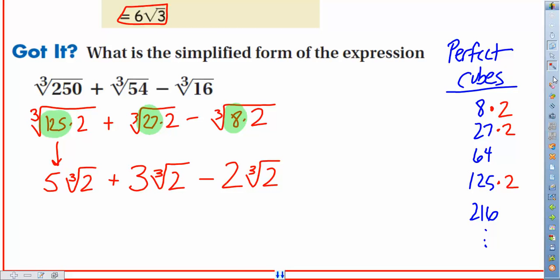Okay, so now I have like terms, or like radicals here. I have 5 of those cube roots of 2's. Let's add 3 more of them to give us a total of 8 of them. And then after those 8, oh, we lost 2 of them. So now how many altogether do we have? I think we would have 6. Big 6, cube root of 2. It's a big hero 6.